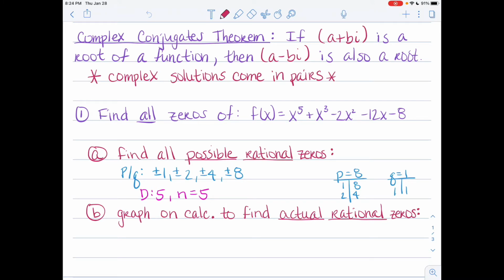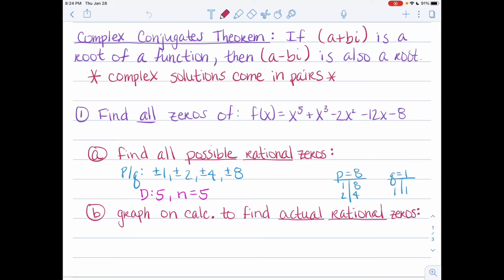We're going to go ahead and speed this process up just a little bit and use either your calculator, or if you're at home, you can use Desmos if you don't have a calculator app or a physical calculator, and graph the polynomial to find the actual rational zeros. Because we have 5 actual solutions to find, we want to go ahead and speed this process up a little bit. I'm going to show you how to do it on the calculator.